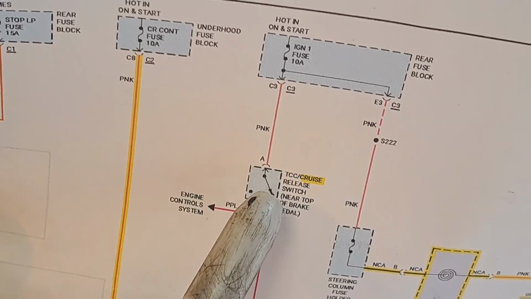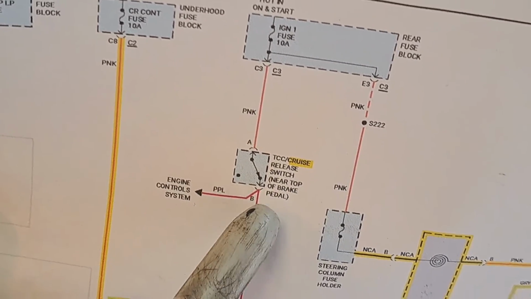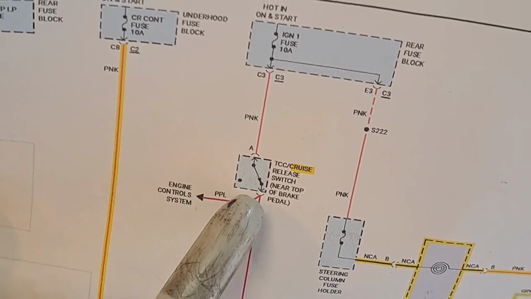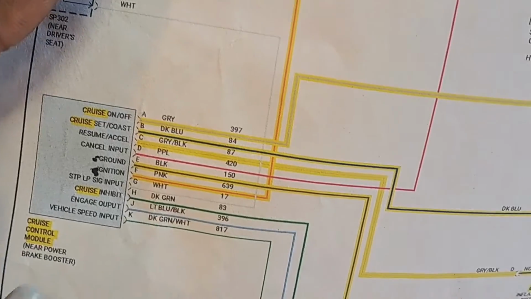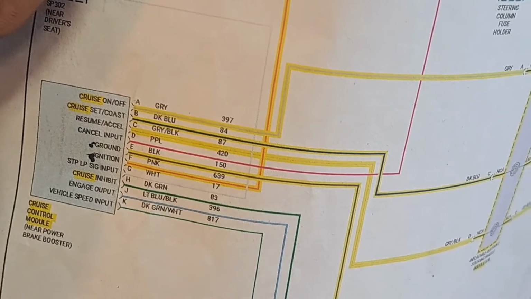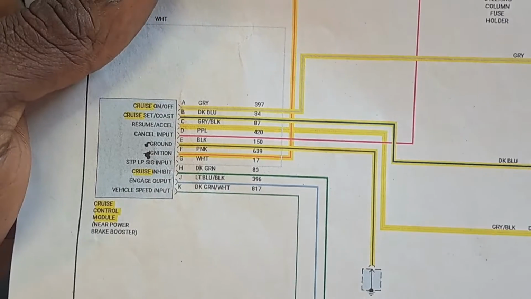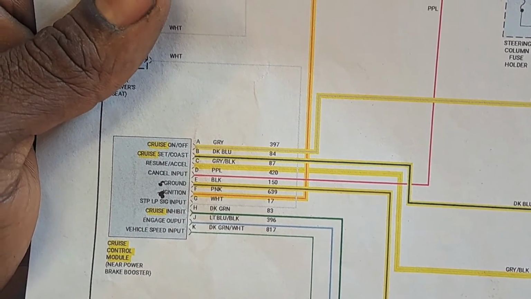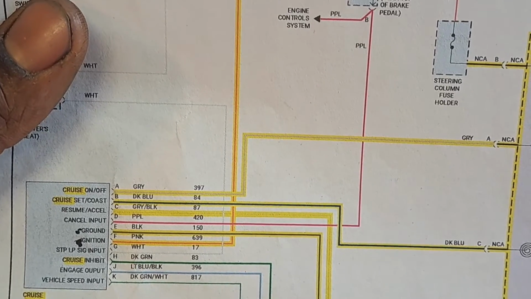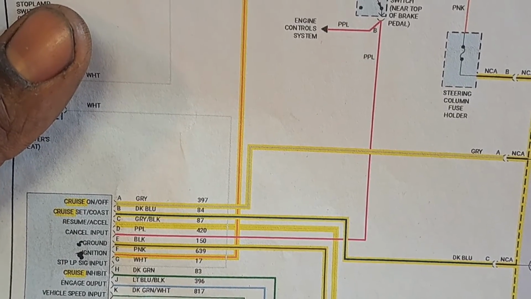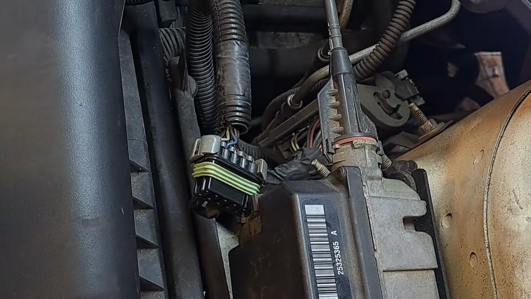So when this TCC cruise control release switch near the top of the brake pedal gets depressed, it breaks that circuit. So it cancels that 12-volt source going to the cruise control module, which will deactivate the cruise control. So logically, by reading this, the natural state of it should be constant 12 volts. So let's check that. And it should be terminal D, which is the purple wire, terminal D.